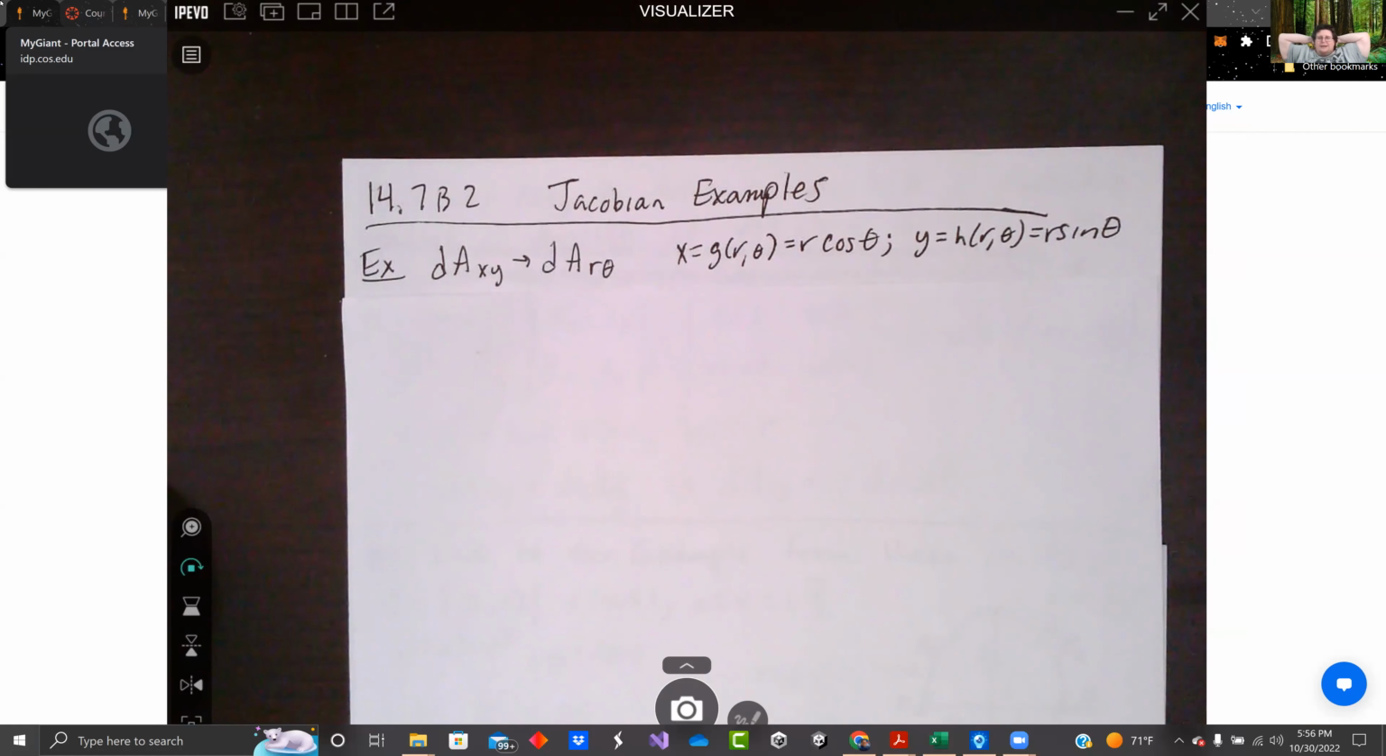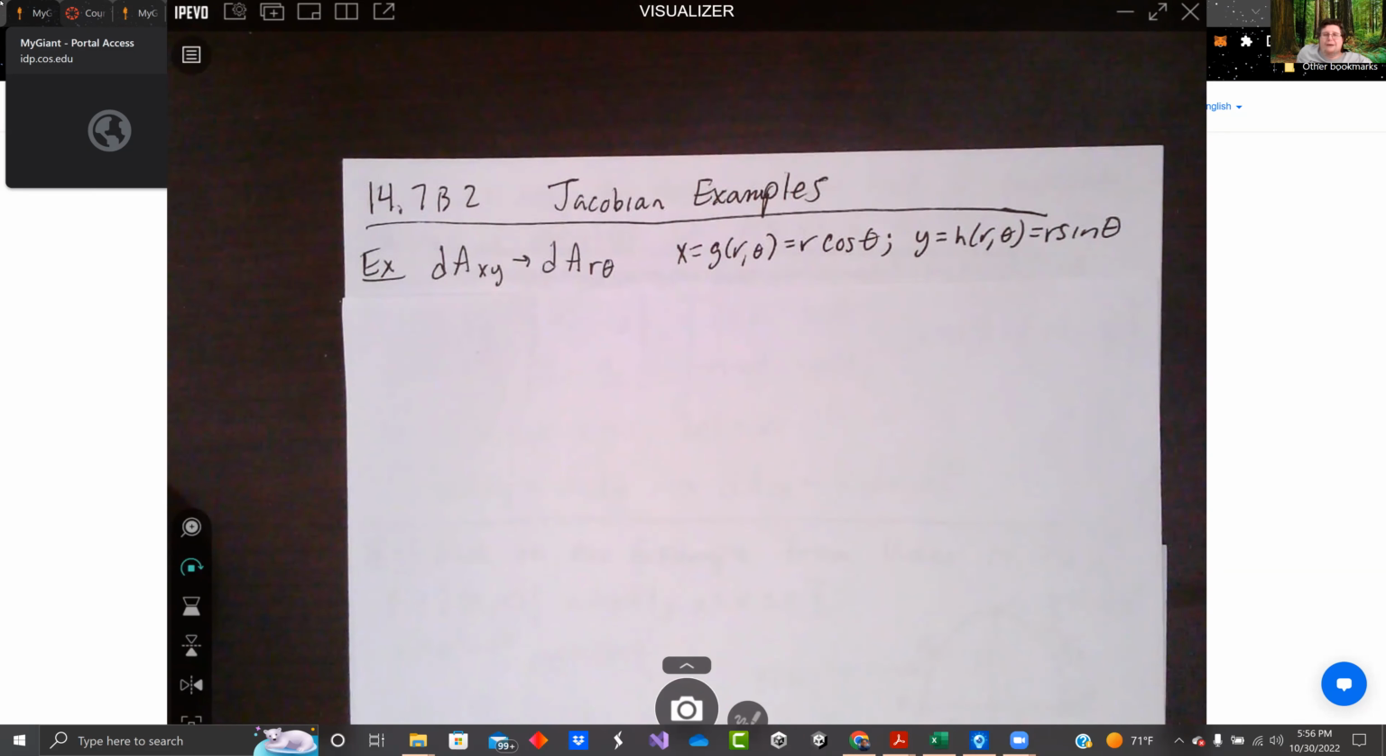This is 14.7 in Calculus 3. We are looking at the equivalent of the u-substitution in multiple dimensions. We get the Jacobian. We showed the theory behind it in the last one. Let's just look at some examples here.